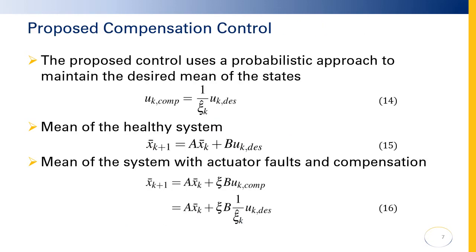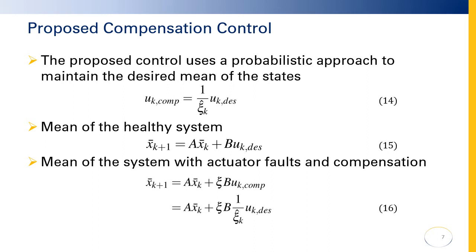Using the resulting estimate of the success rate xi hat, we propose a control that compensates for the intermittent actuator faults. The proposed control takes a probabilistic approach to maintain the mean value of the equivalent healthy system and is given by 14, where uk is the desired control of the healthy system, and xi hat k is the estimate of xi at time k.